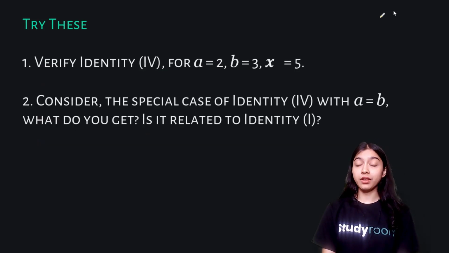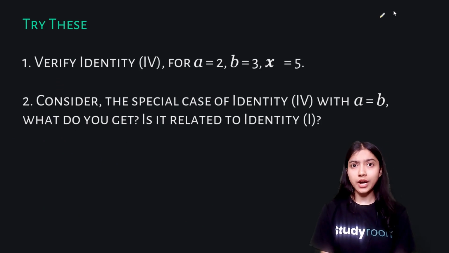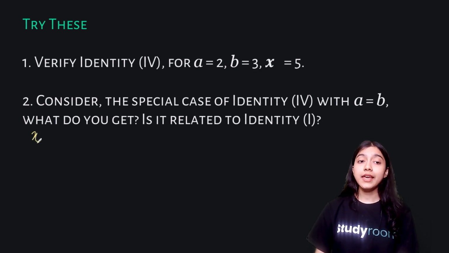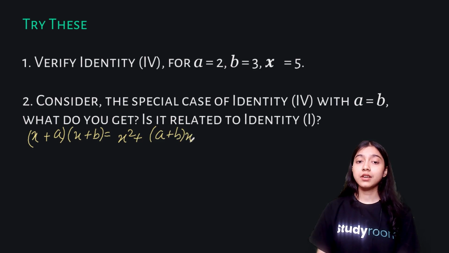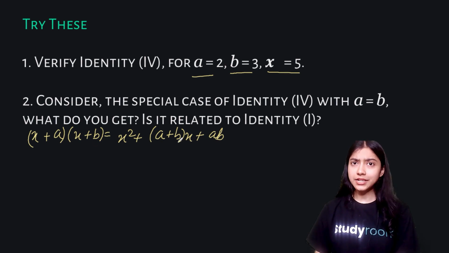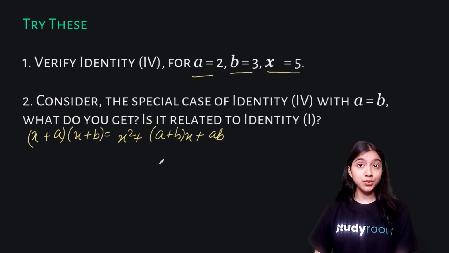Now I taught you one thing, that whatever value of variable we put in an identity, LHS is always equal to RHS. Just few minutes back I taught you an identity. What was that? It was (x + a) multiplied with (x + b), which ultimately gives us x² + (a + b)x + ab. Now, let us put a = 2, b = 3 and x = 5 in this identity, and let us check whether LHS is coming equal to RHS or not.